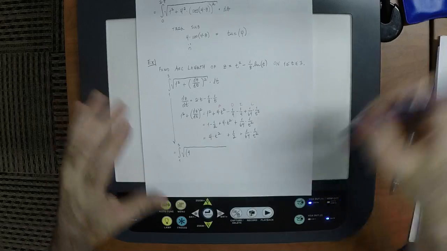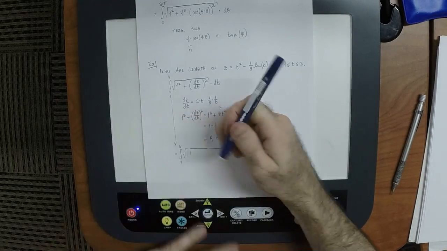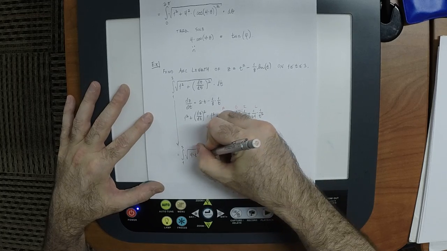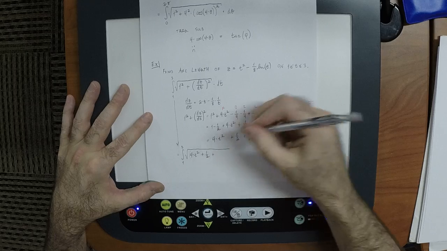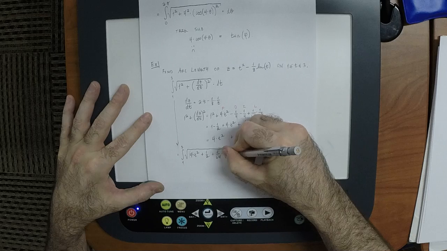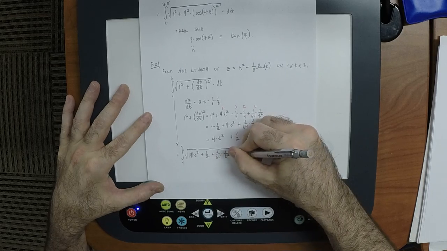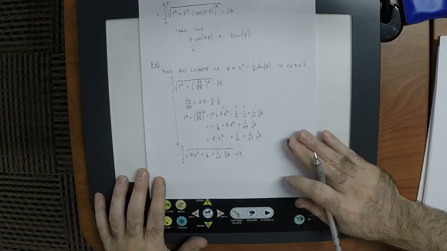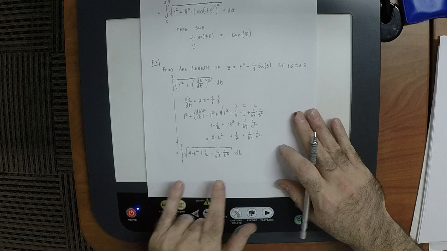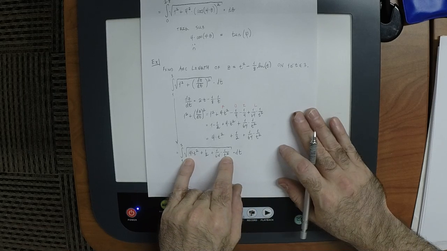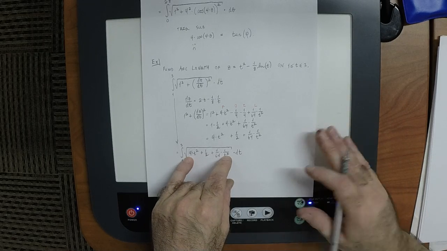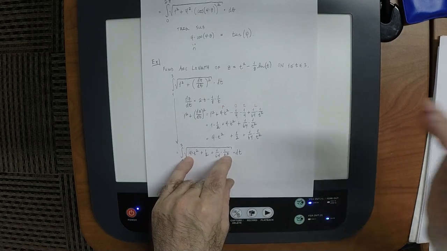Square root of 4t squared plus a half plus a 64th 1 over t squared dt. And now here's the deal. We cannot proceed. We can't actually calculate this unless all that stuff under the radical happens to be something squared, because we've just got to get that stuff out of the radical. If it's not something squared, then we can't do anything.